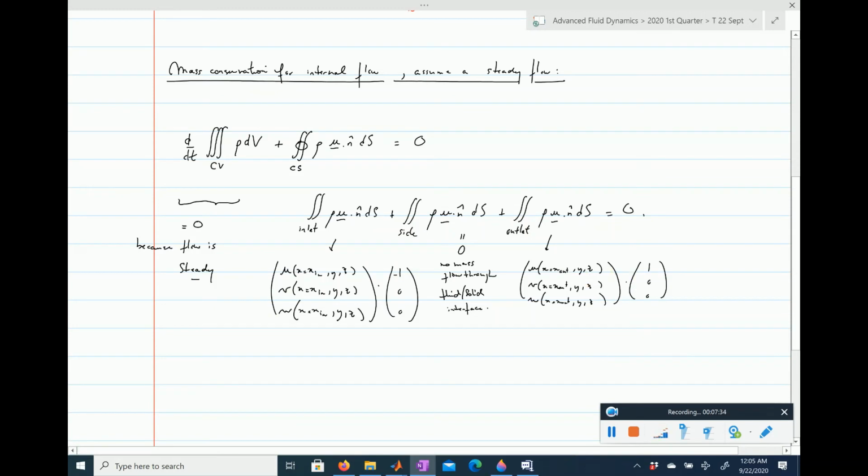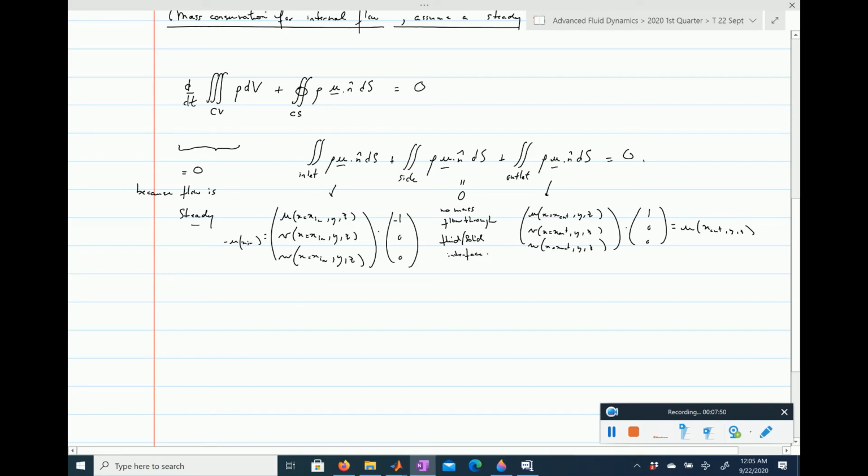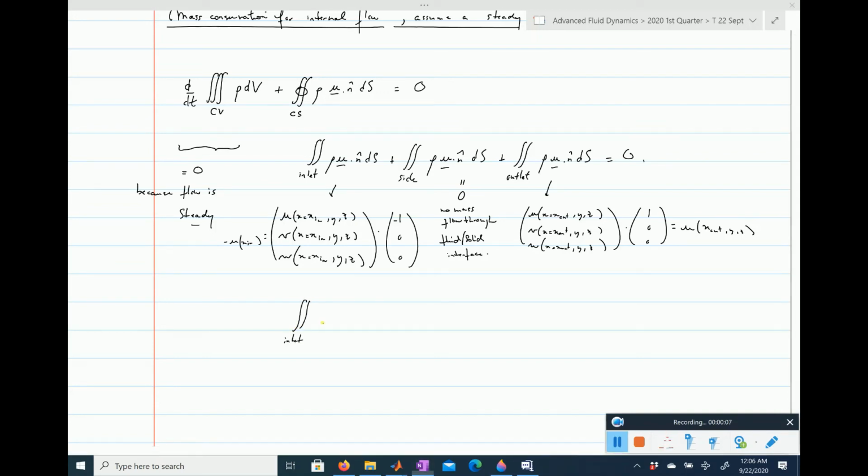Okay, so this dot product here is clearly equal to u at x out, y, z, and this one here is equal to minus u at x in, y, and z, and therefore we are left with the integral over the inlet of minus rho u, and u is really the x component of the velocity vector, so at x equals x in, y, z times dS, plus the integral over the outlet of rho u at x outlet, y, and z dS. And that is equal to 0.